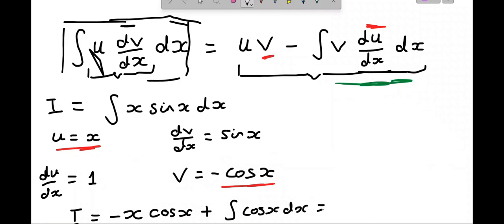dx. And if we evaluate this expression, we get minus x cosine x plus the integral of cosine x, which is sine x. And then, as always with integration, we have a constant of integration that we'll call c.